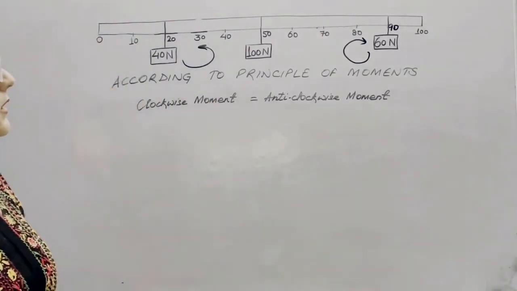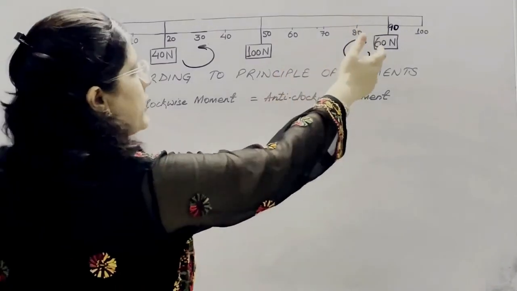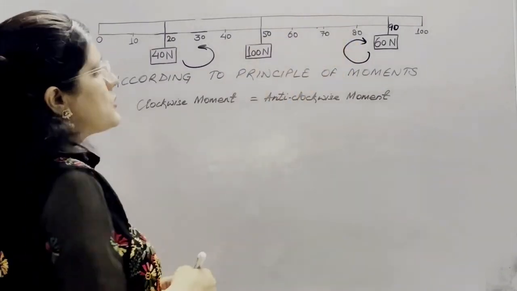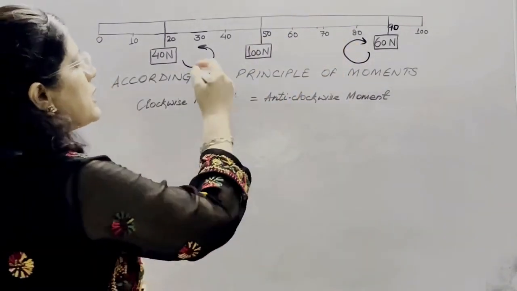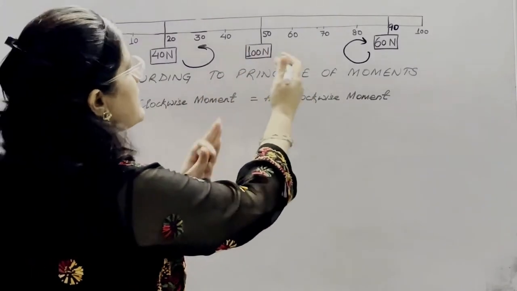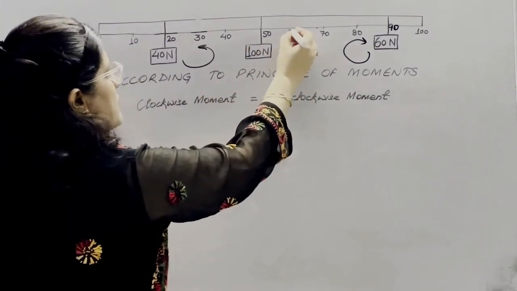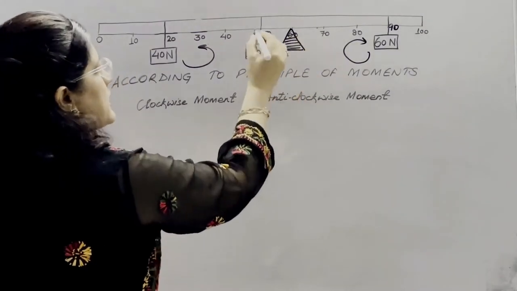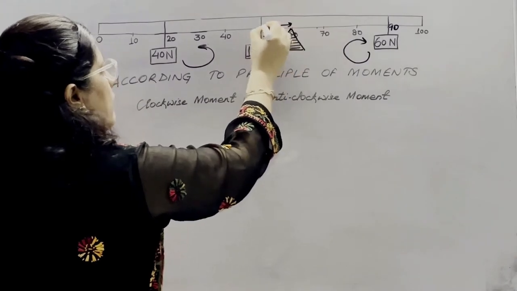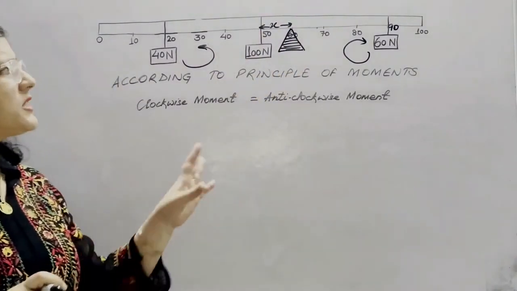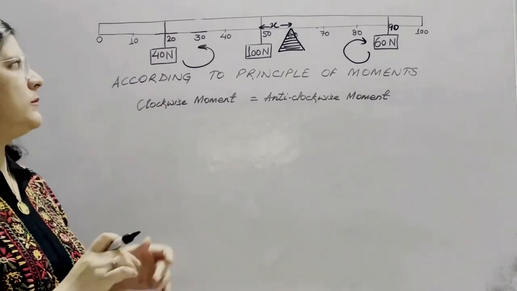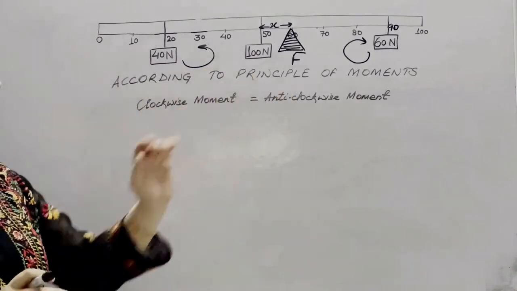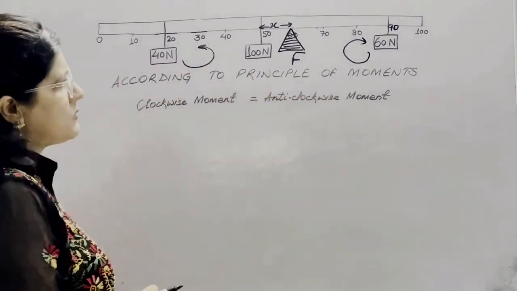Now as you can observe here, the clockwise moment due to the 60 Newton weight at 90 centimeter mark is greater. So we need to take the fulcrum a little bit on the right hand side of this 50 centimeter mark. Suppose we have taken the fulcrum at this point. We don't know the distance, we take it as x. Now we need to calculate all the moments with respect to this fulcrum. According to the principle of moments, clockwise moment is equal to anti-clockwise moment.